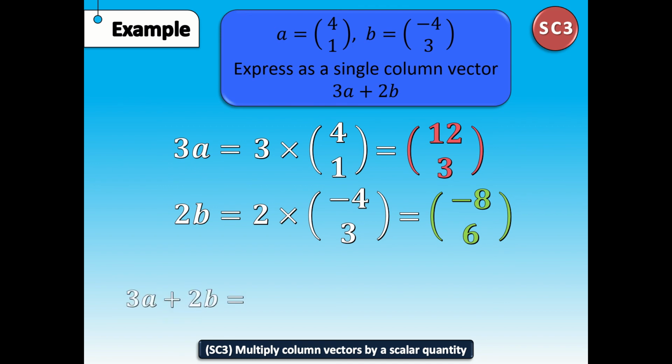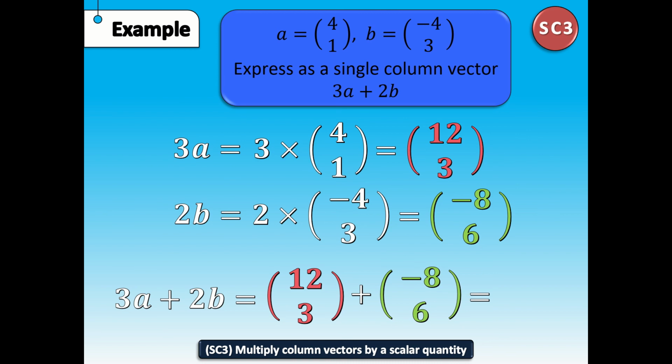And then we need to add these together. Now remember, 12 plus minus 8 becomes 12 take away 8, so that's 4. And 3 plus 6 is 9. So our answer is the vector 4, 9.